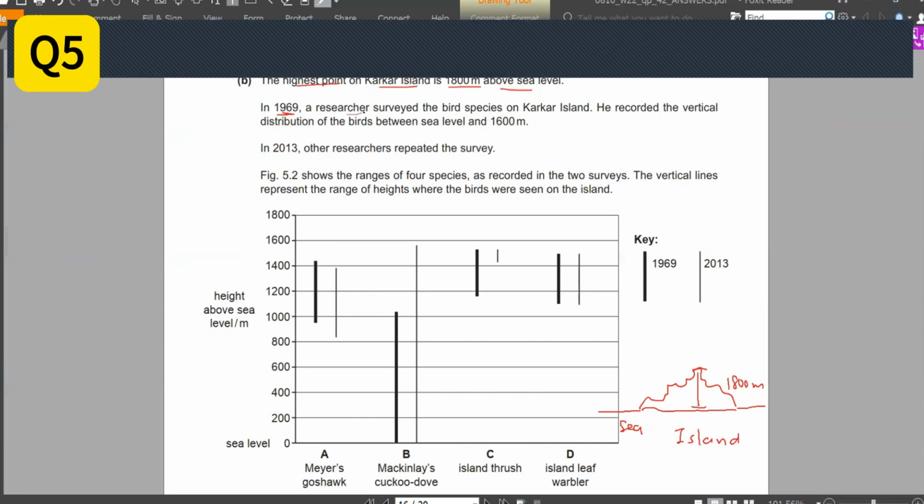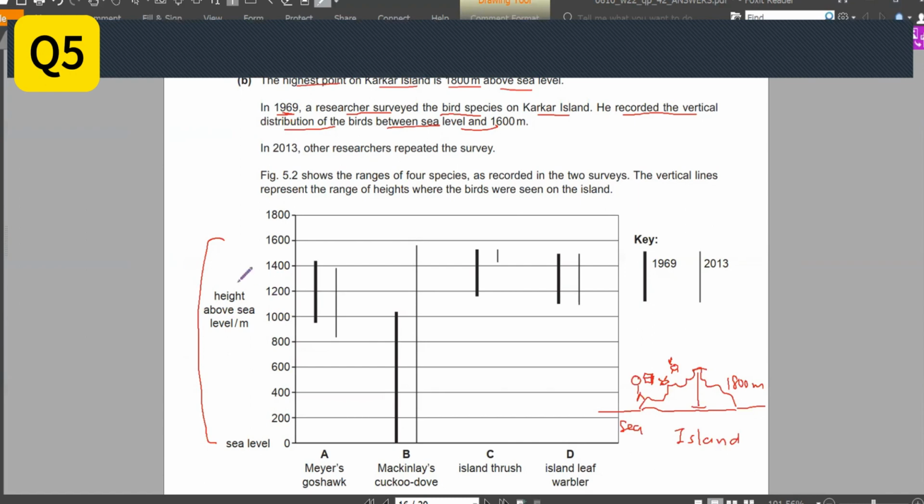In 1969, a researcher surveyed the bird species on Kaka Island. Basically, this researcher was looking at and observing the different species of birds on the island. He recorded the vertical distribution of the birds between sea level and 1,600 meters. Basically, he's trying to see where the birds fly, where the birds spend their time.